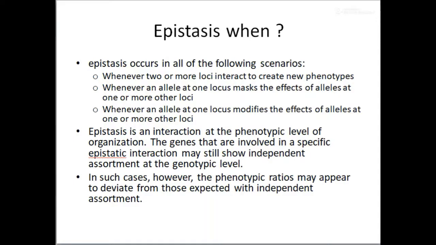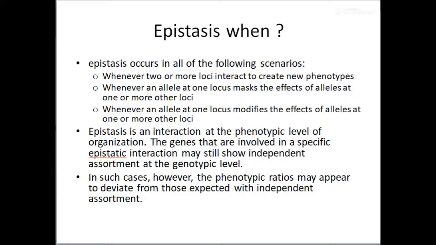Epistasis can occur in various scenarios: whenever two or more loci interact to create a new phenotype, when alleles of one locus mask the effect of alleles at one or more other loci, and even when an allele of one locus modifies the effects of alleles at one or more other loci. So epistasis can happen in different cases, and it is not only a case of inhibition, as is being considered right now. It is an interaction at the phenotypic level of organization, and the genes involved in a specific epistatic interaction may still show independent assortment at the genotypic level. In such cases, the phenotypic ratios may deviate from those expected with independent assortment.